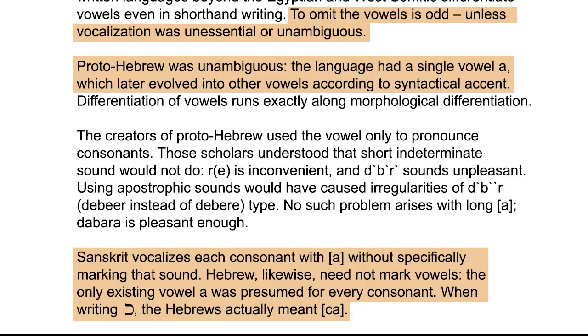Let me read it again. It says, Sanskrit vocalizes each consonant with A without specifically marking that sound. Hebrew likewise need not mark vowels. The only existing vowel, A, was presumed for every consonant. Look at this. It says, when writing this letter here, which modern Hebrew pronounces as kaf, the Hebrews actually meant ka. Now they spelled it with a C. It should have been a K, but the pronunciation is the same, ka.